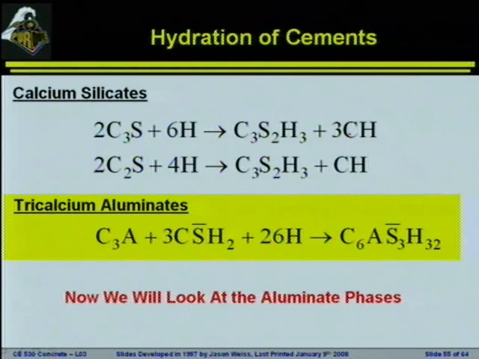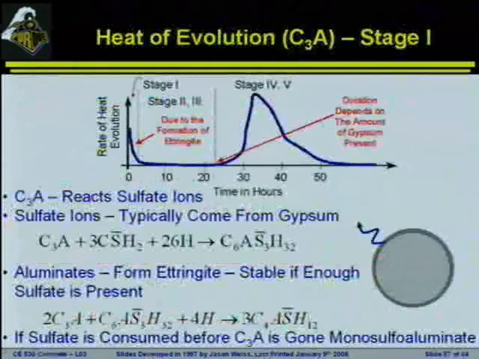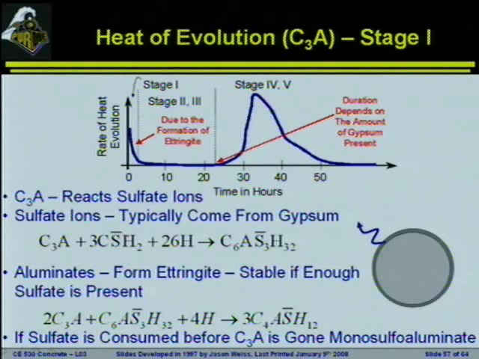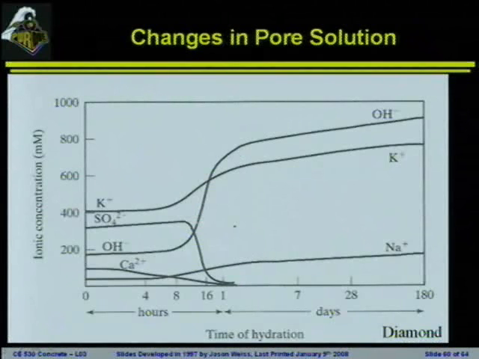Right. At this point, I'll jump ahead a little bit. I won't go into great detail right now about the tricalcium aluminates. We will come back to that later on in the semester. But the basic idea, you're going to have a very similar type of curve. Very similar type of curve, but the products that are being produced are going to be a little bit more complicated, and the process is going to be a little bit different.